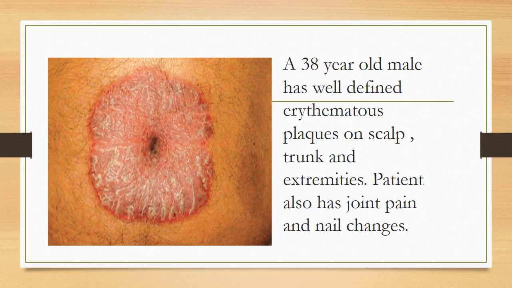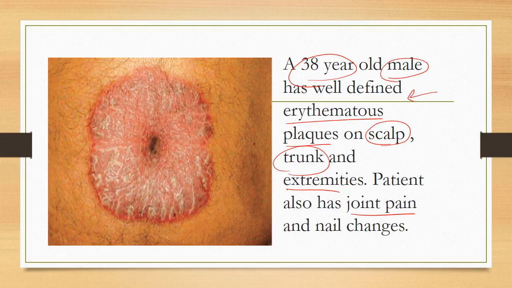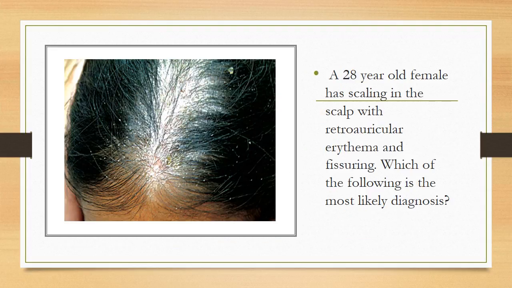This here is a 38-year-old male who has well-defined erythematous plaques on the scalp. So again, 38-year-old male, erythematous plaques, definition maintained. The basic morphological feature you should know, and then the location: scalp, trunk and extremities. The added information given here is that the patient has joint pain and nail changes. This directly points us towards psoriasis. So the psoriatic arthritis, the nail changes, and the basic well-defined erythematous plaque point us towards the diagnosis.